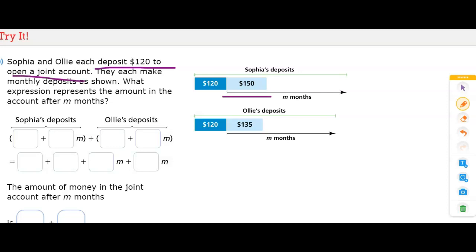So Sophia makes $150 deposits every month. So the M stands for months. So for each month, depending on the number of months, she's going to deposit $150. And her initial deposit was $120. So then Ollie also deposited $120, and his monthly deposits were $135.